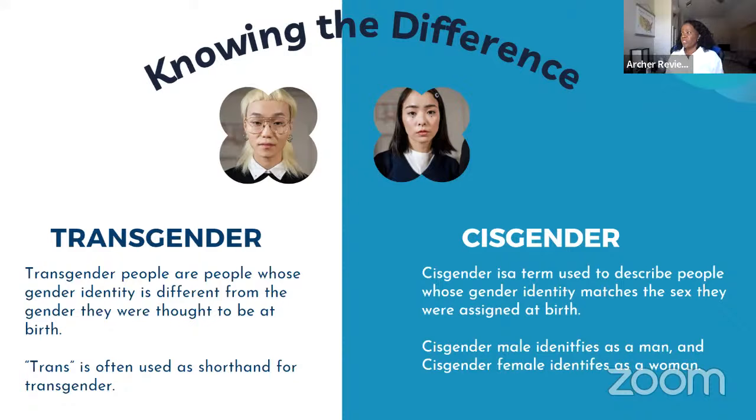Cisgender. Cisgender is a term used to describe people whose gender identity matches the sex that they were assigned at birth. So, for example, cisgender males identify as men, and cisgender females identify as women.